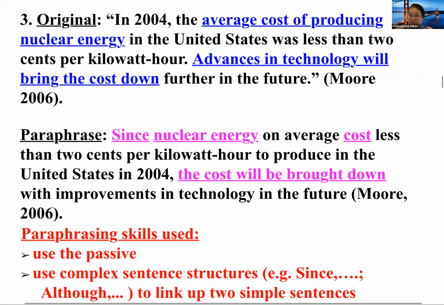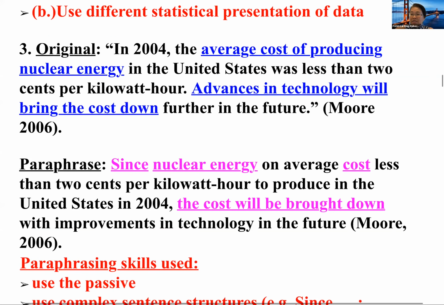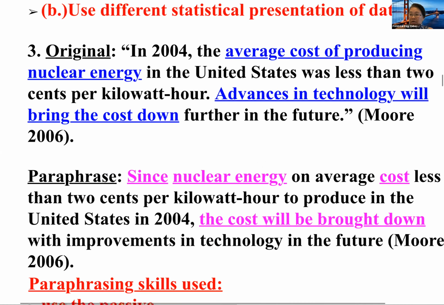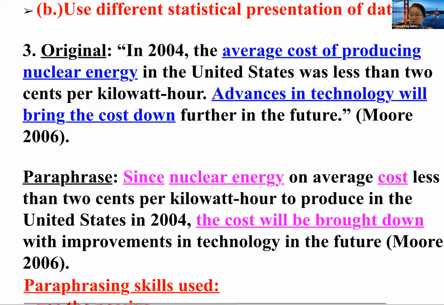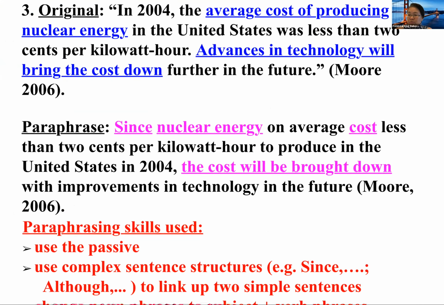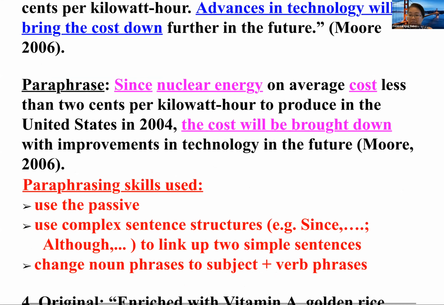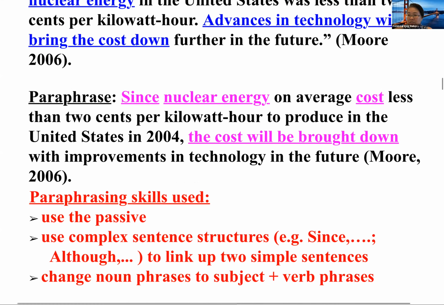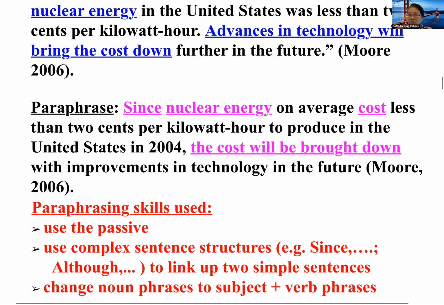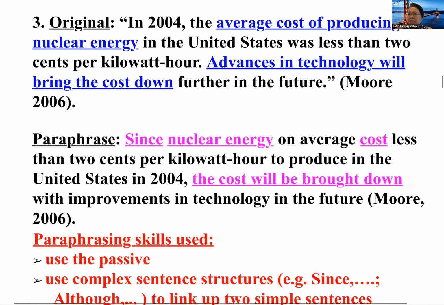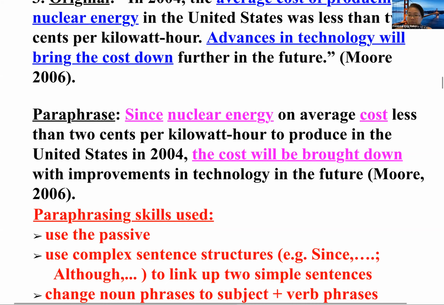And you could see that passive is used as well. So if you look at advances in technology, will bring the cost down in the original. In the paraphrase, you could change it to passive by saying the cost will be brought down. All right, so passive use, complex sentence use, and the noun phrase to subject verb phrases, like what I said before. All right, so instead of saying the average cost of producing nuclear energy, which is a noun phrase, then you can say nuclear energy on average costs less than 2%. Okay, so this is very useful as well.